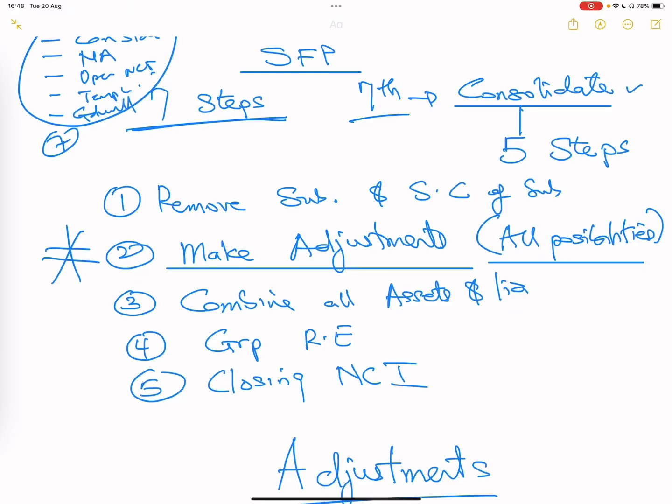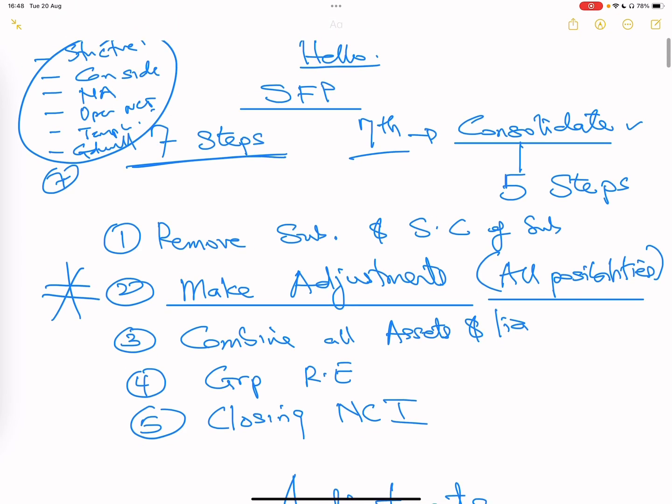Remember where we are coming from? I said use 7 steps to do your consolidation: draw the structure, calculate the consideration, calculate the net asset, the open NCI, the goodwill, then prepare the template before you consolidate, the 7th step. And this consolidate step should be done in these 5 steps.